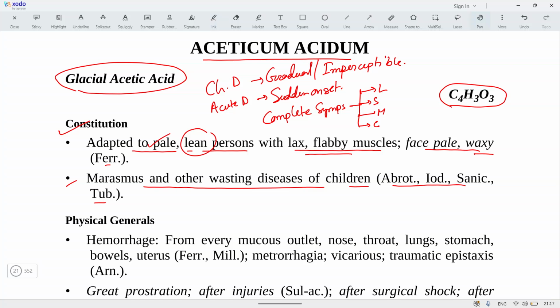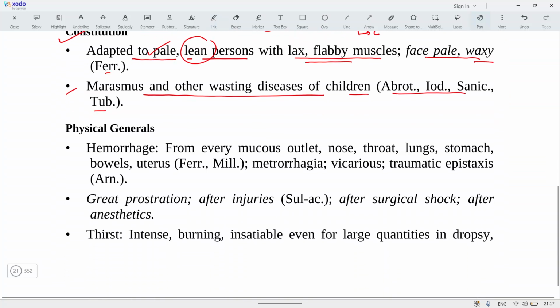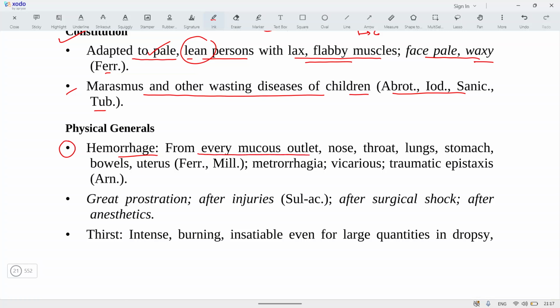Next, come to the physical general symptoms. See, first is hemorrhage. That means bleeding from every mucous outlet. Not necessarily a patient coming with bleeding from every outlet. It may be a single outlet also. It may be the nose, throat, or lungs, stomach, or bowels, uterus, anything. Any outlet where there is a disease and there is bleeding, that is known as hemorrhagic. The underlying pathology or cause may be any. We have to focus on the symptoms.